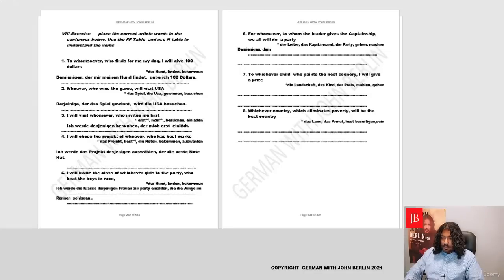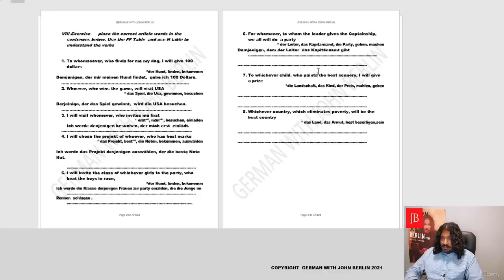Dem, who gives the leader, der Leiter, the captaincy gives. So captaincy is das. It's basically what, accusative, then the das, Neutrum. So das Kapitänsamt gibt. Very good. I think this is too small for us to see. Let's make it bigger. Demjenigen, dem der Leiter das Kapitänsamt gibt.